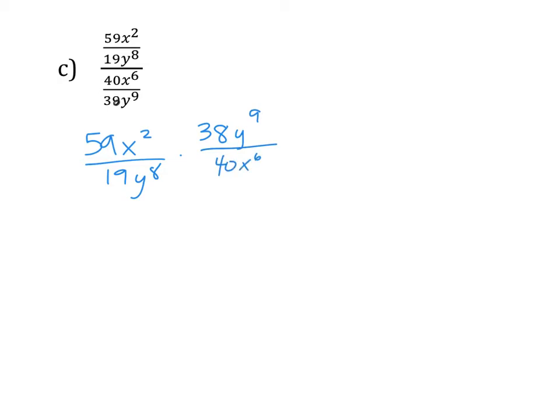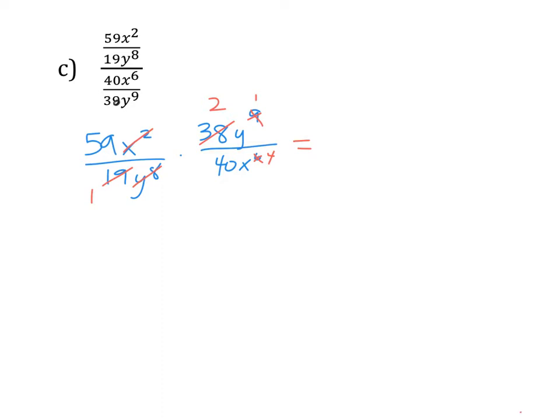Okay, from here I'll actually cancel out what I can. I know 19 times 2 is 38, so I'll simplify this to be 1 and 2. The y's I'll cancel out, and the one in the bottom will become y to the first power. 59 and 40 have nothing in common, so I'm going to leave those. X squared will become x to the fourth power. What I have left on top is 59 times 2.